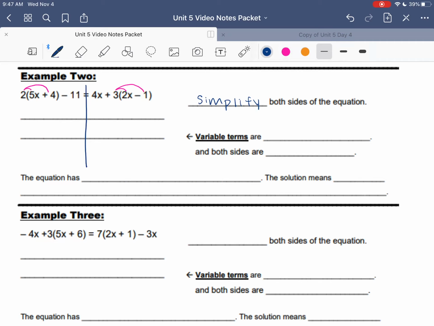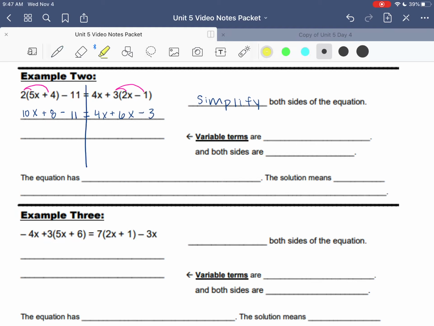So when I distribute that 2 on the left side, 2 times 5x is 10x. 2 times 4 is 8. Minus 11, that 11 doesn't go anywhere. And then 4x plus 3 times 2x is 6x. And 3 times -1 is -3.